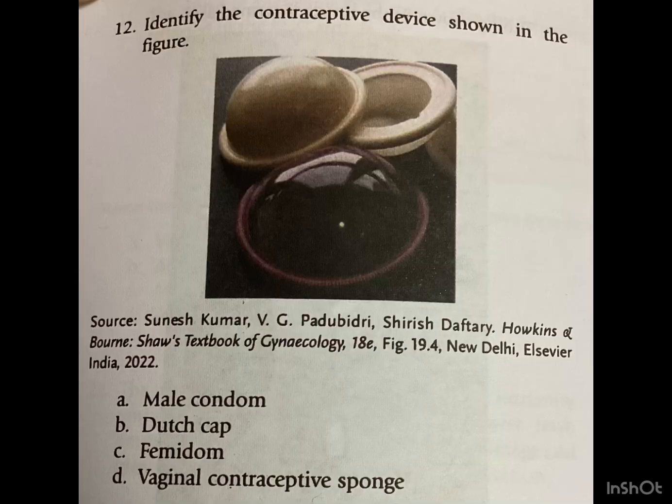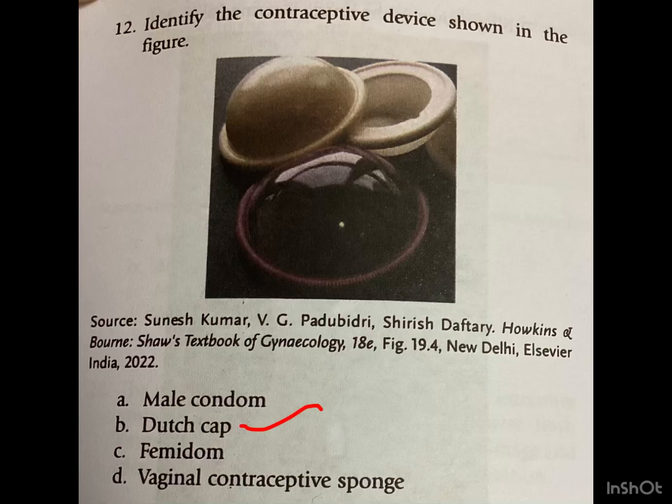Question number 12. Identify the contraceptive device shown in the figure. A, male condom. B, Dutch cap. C, femidom. D, vaginal contraceptive sponge? Yes, the correct answer is option B, Dutch cap. Now moving to the next question.